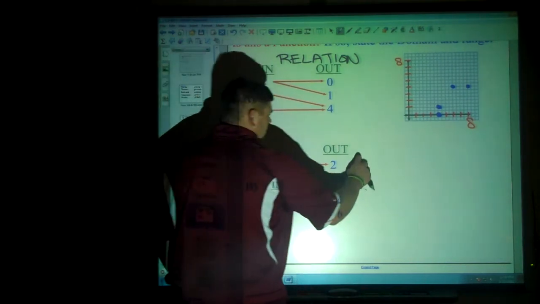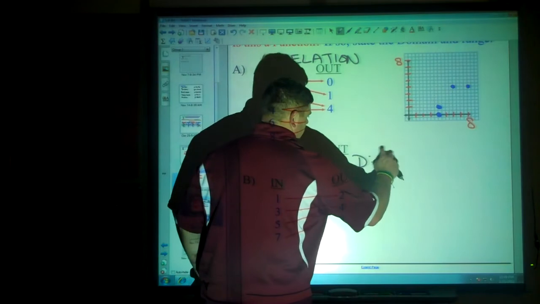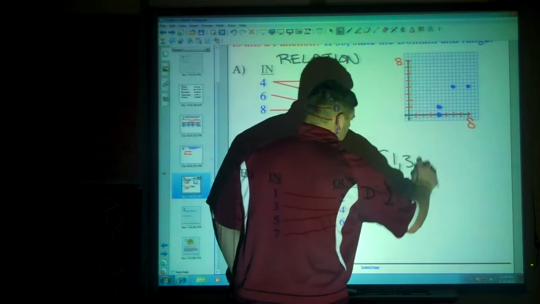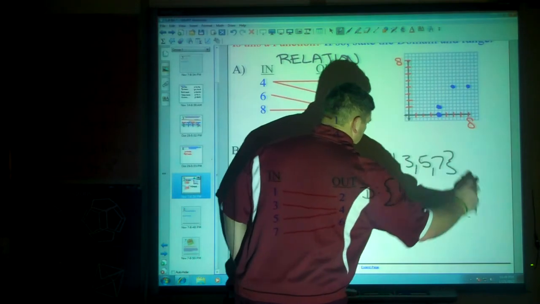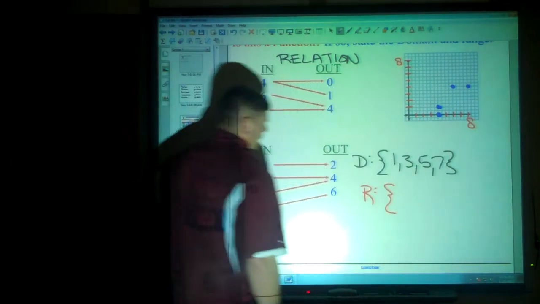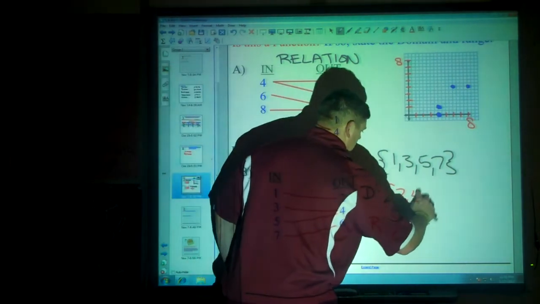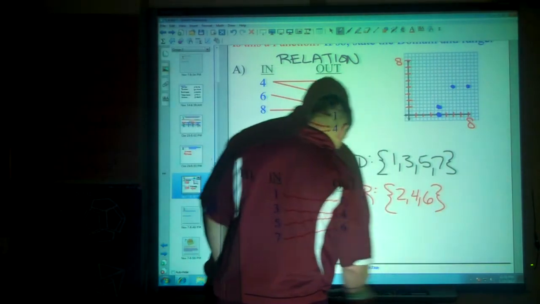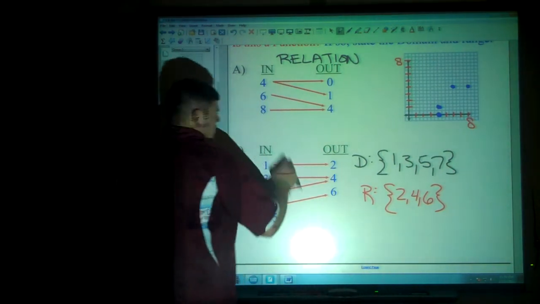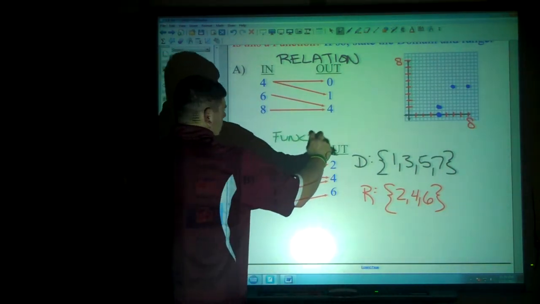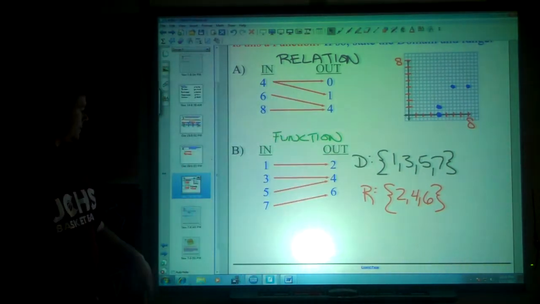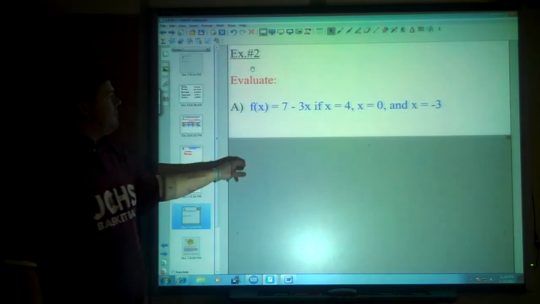So we're supposed to state the domain. So the domain is all the inputs, 1, 3, 5, 7. And the range, all the outputs, 2, 4, 6. We only do that if it's a function, which this is. So because it's a function, we can state the domain and the range. Alright? Lastly, let's evaluate this.